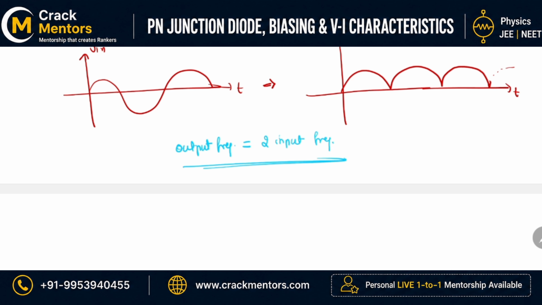The output frequency is basically 2 times the input frequency. How is this possible? Earlier, for a full cycle I had the peak value twice, but that too was in the negative direction. Now I am getting it in the same direction. So yes, I can say that this has 2 times the frequency as earlier.